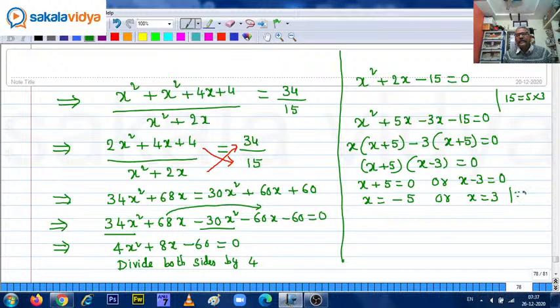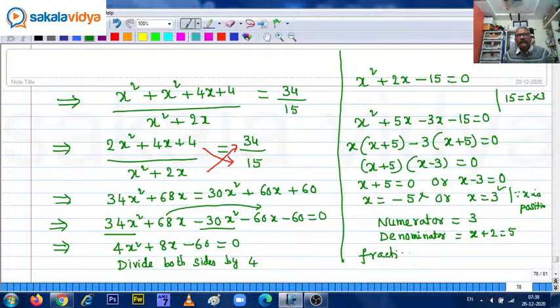But x is actually positive. x is greater than 0, also we can write. So neglect negative 5, take 3. Therefore the numerator is equal to 3, the denominator is x plus 2, x plus 2 means 3 plus 2, 5. Therefore the fraction equals numerator by denominator. 3/5 is the answer.